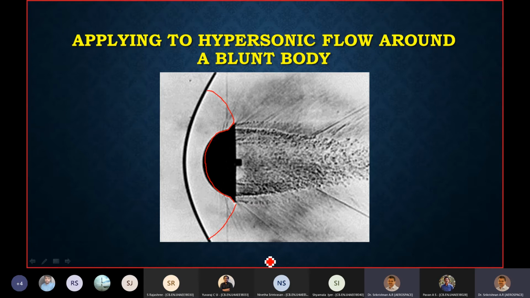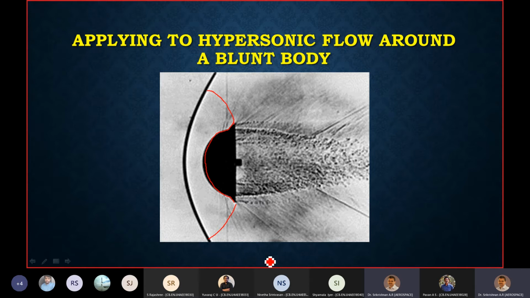My question to you is, what are the main boundaries of the domain? Where am I solving? I'm not asking for the boundary conditions, but which are the boundaries that I should consider? So please give your answers.